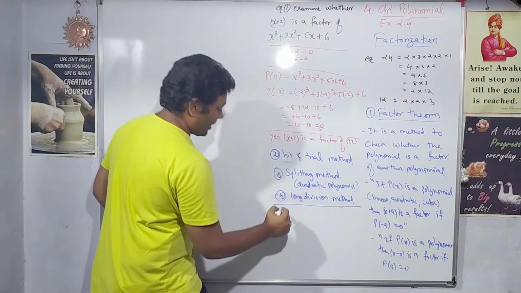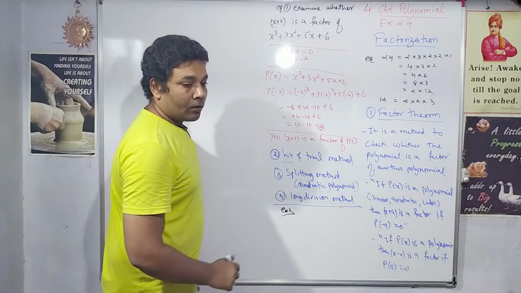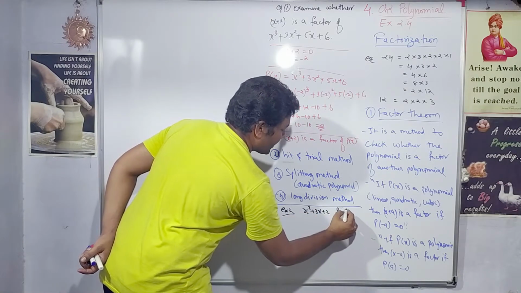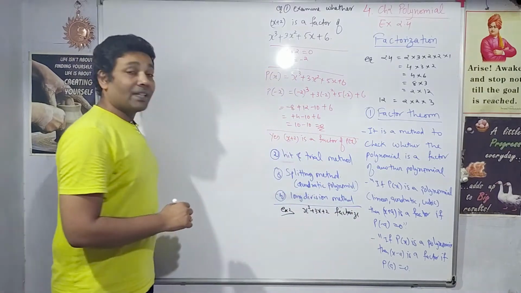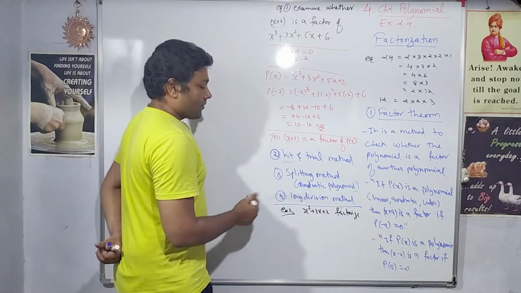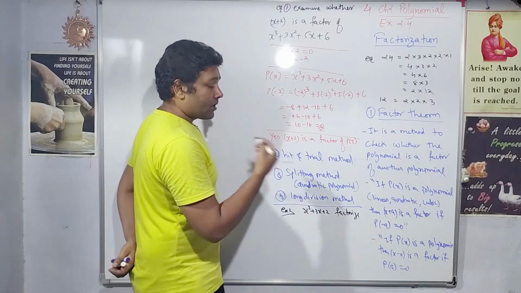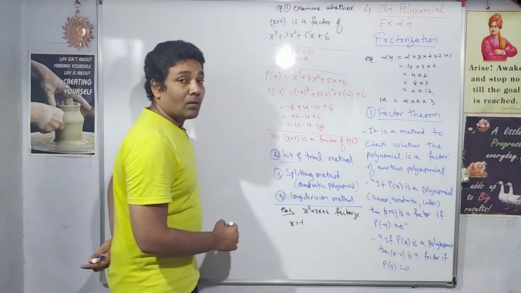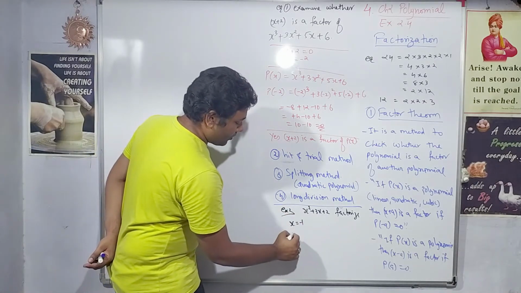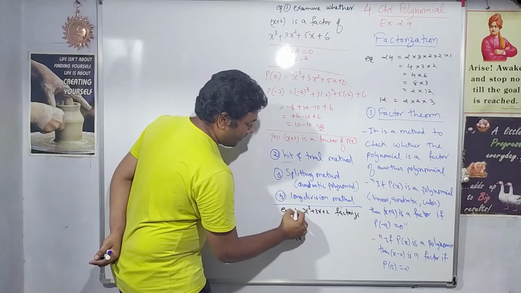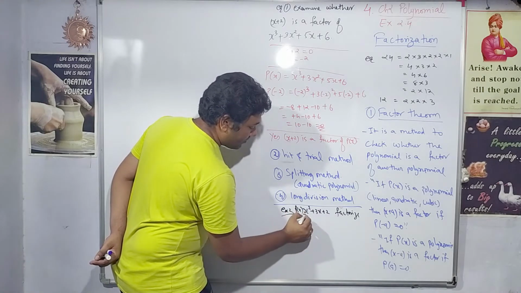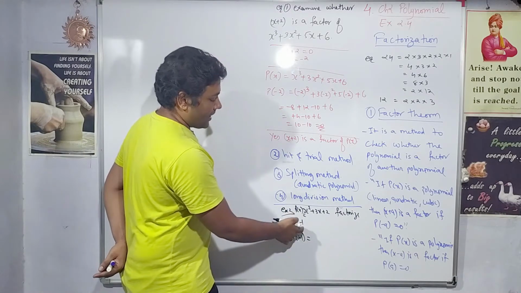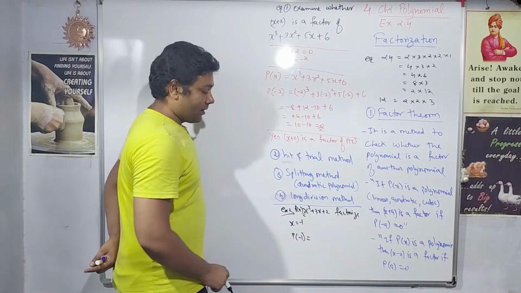So for the hit and trial method, let us see the example. The question is x square plus 3x plus 2. Factorize. How will you factorize? Let me show you what the hit and trial method is. Here I don't know what the factors are, so I will start my hit and trial method. I will assume first that x is equal to minus 1. If I put x equal to minus 1 in the given polynomial, do I get 0? If I get 0, then x plus 1 is a factor. That is the factor theorem, right?